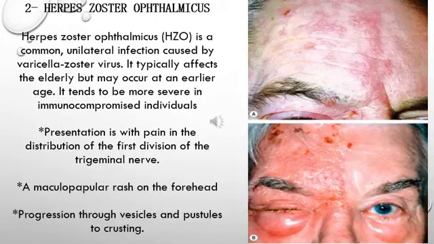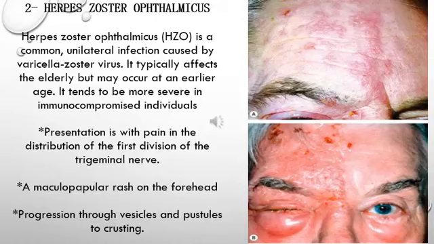Another viral infection of the eyelid is herpes zoster ophthalmicus. It is a common unilateral infection caused by varicella zoster virus that affects the ophthalmic division of the trigeminal nerve. It usually affects older patients, especially those with an immune-compromised system, like patients with diabetes, a history of chemotherapy or radiotherapy, or on steroid use.